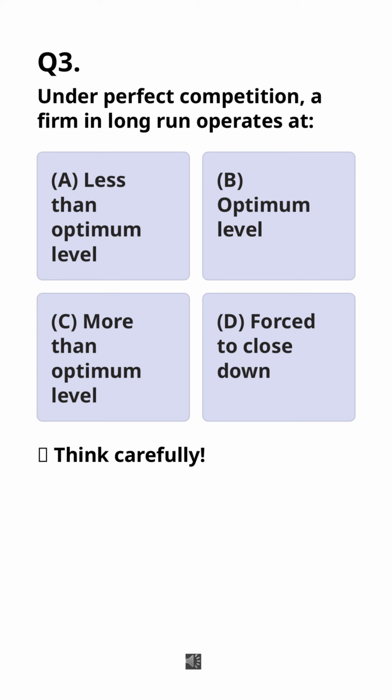Here, the firm is producing beyond the ideal point, which can lead to increased costs and inefficiencies. And finally, at point D, the firm is forced to close down. This typically happens if the firm cannot cover its variable costs, meaning continuing operations would lead to bigger losses. So, under perfect competition, in the long run, a firm aims to operate at that optimum level, point B, where it can sustain profits without the risk of shutdown. It's a delicate balance, and understanding these levels helps us grasp how firms make decisions in a competitive market.